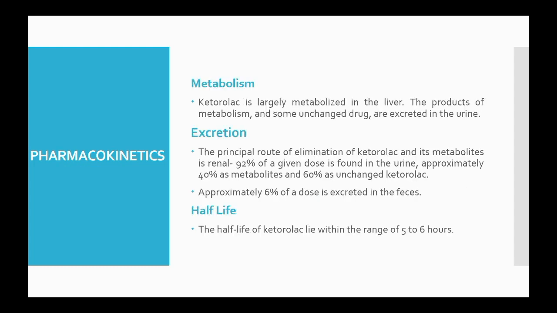Talking about metabolism, ketorolac is largely metabolized in the liver by the cytochrome P450 enzyme system. The products of metabolism and some unchanged drug are excreted in the urine mainly. Let us discuss excretion. The principal route of elimination of ketorolac and its metabolites is renal. Almost 92% of the drug is excreted through the renal route or through urine. Approximately 40% as metabolites and 60% as unchanged ketorolac.